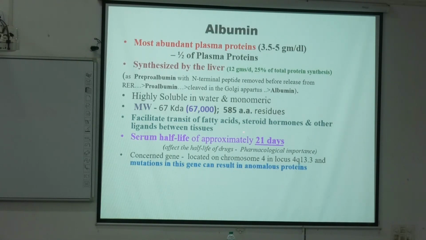It facilitates transit of fatty acids, steroid hormones and other ligands between tissues. These functions of albumin you must remember. One important thing is that it has a serum half-life of 21 days, and that is the basis of many drugs and drug designing also. However, this is a protein in nature, so there can be mutation in the albumin gene, and abnormal albumin with abnormal binding property will also be there. That will cause dysalbuminemia, and it will cause false interpretation.